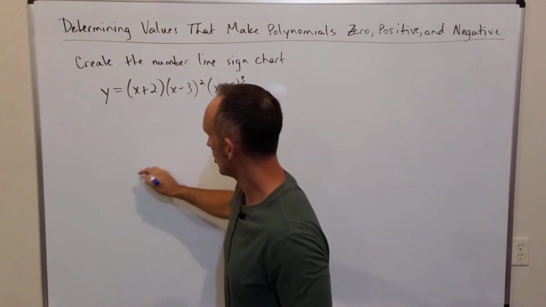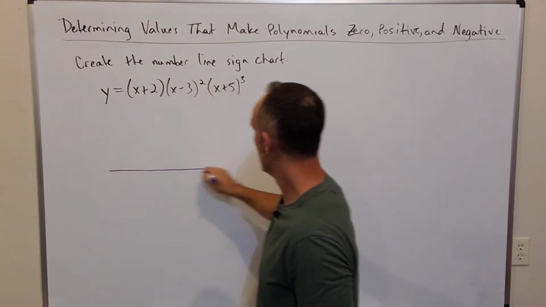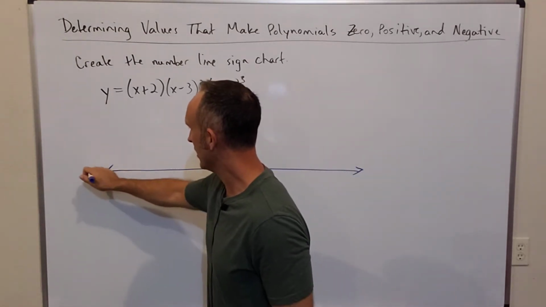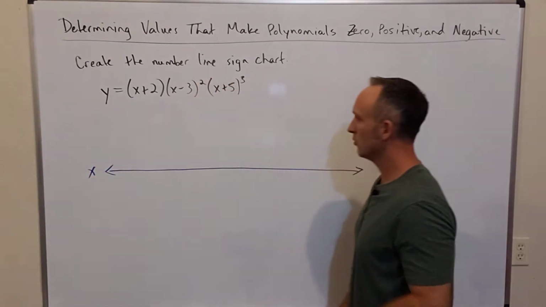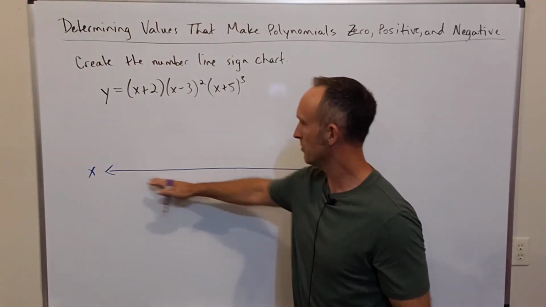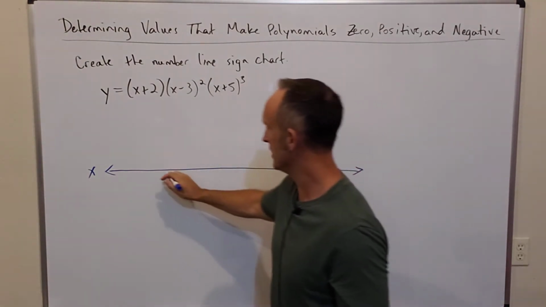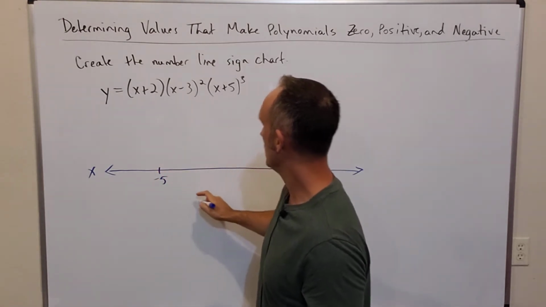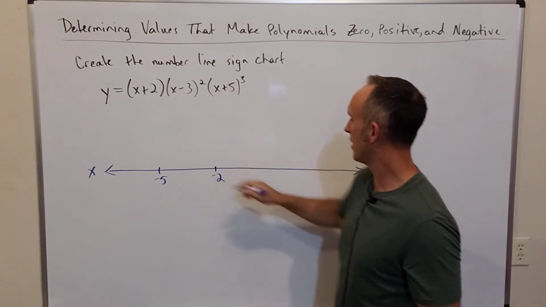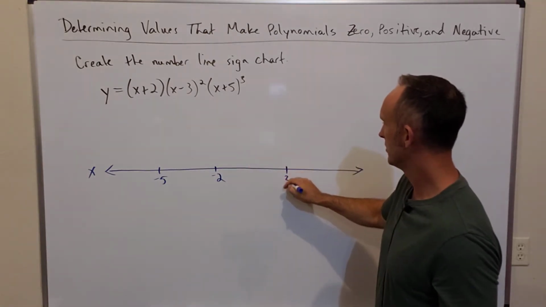So what we're going to start with is we're going to create a number line of x values, and we're going to cut the number line apart at the critical values and make sure we put them in order. So the first critical value is -5, and then we have -2, and then we have +3. Okay.